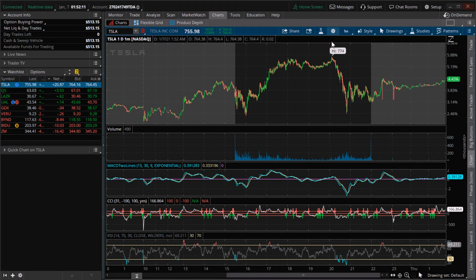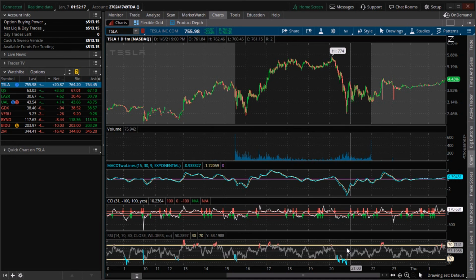Severe selling volume, a big drop in the MACD on both sides, a red candle right here, and also a downtrend on the RSI.